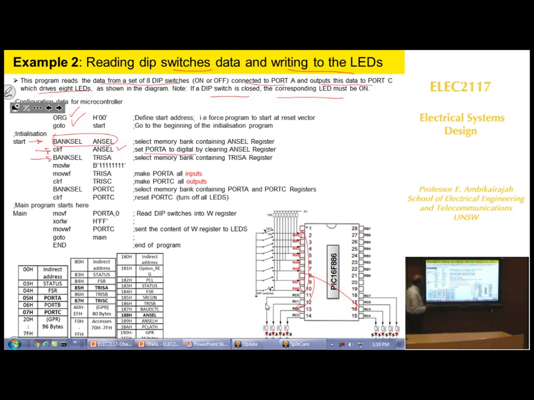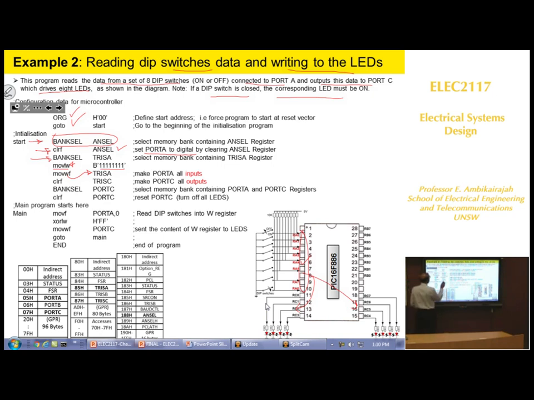And we want port A to be all inputs. So we got to put 1s in it. There are 8 pins here in port A. So we say move literal, all 1s, into W register. Move them back, whatever the content of W register, to TRIS A. So TRIS A has got all ones. So that means port A is going to be programmed as input.